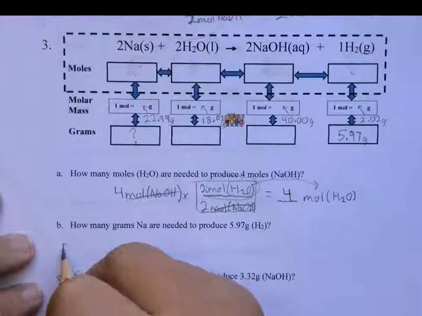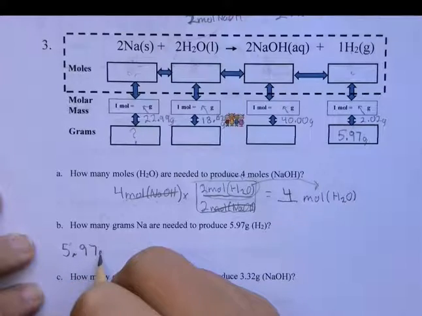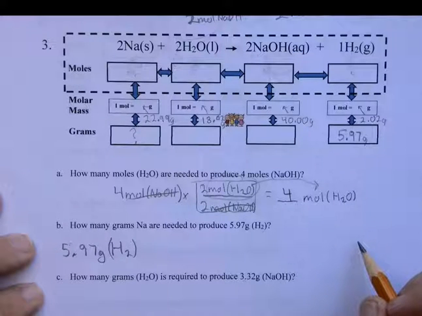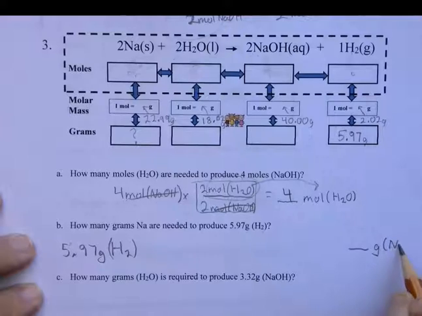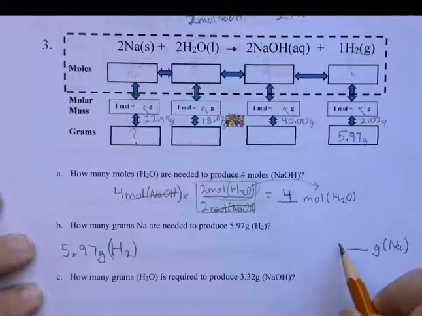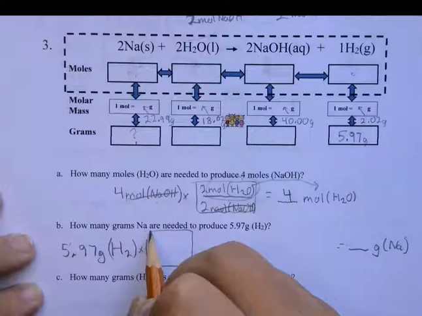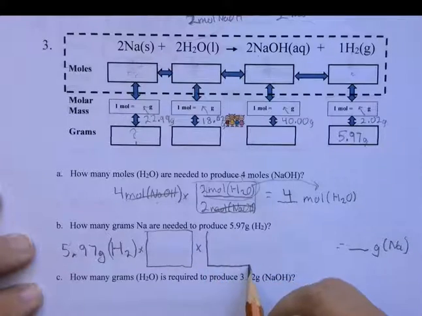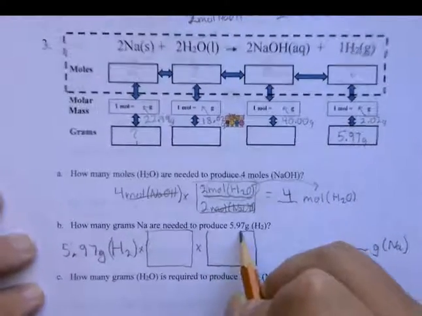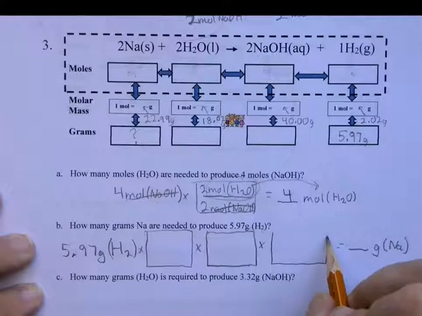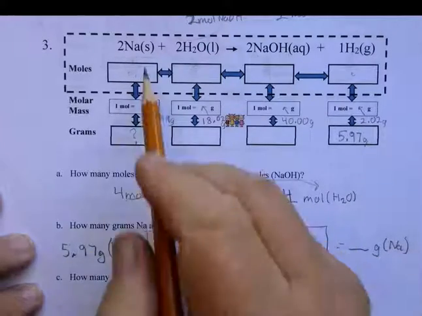So we're going to start off way over here on the right with 5.97 grams of H2. And we need to end up way over here and keep a lot of space because you're going to need 3 conversions for this. We just saw that. Way over here, you're going to need some number of grams of sodium. So there's the grams of hydrogen gas to moles of hydrogen gas. The next one is going to get you from moles of hydrogen gas to moles of sodium. And then the final one is going to get you back out of the chemical equation into our world, which is moles of sodium back into grams of sodium.